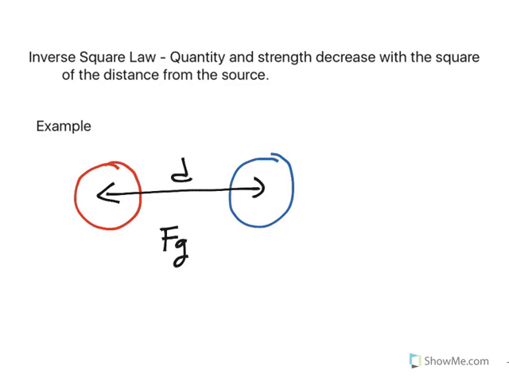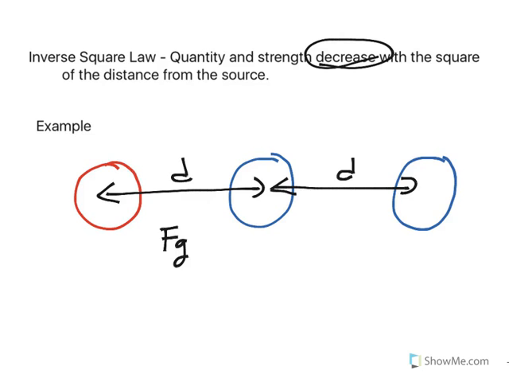Now let's say we move the blue star out to double the distance. So we're going to move the blue star away from the red star, adding another d away, or double the distance. By how much did the gravitational force go up or down? Well, the inverse square law tells us that as you step away from the original source, the quantity and strength will always decrease. So we know that the gravitational force will go down, but by how much will it go down? Well, since we went from d to 2d, we're now twice the distance away.